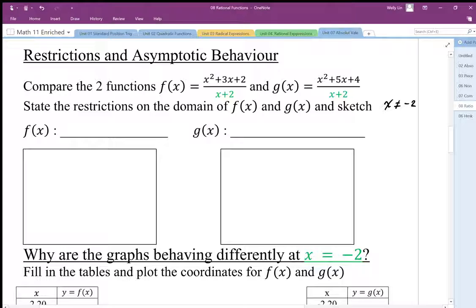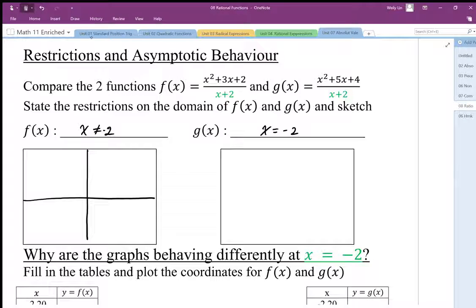So let's take a look at these graphs. The restrictions on f and g are x equals negative 2. And so when we draw in the f function, okay, I should write my domain restrictions. x is not equal to negative 2. x is not equal to negative 2. And as I draw in my f function, it looks like this.